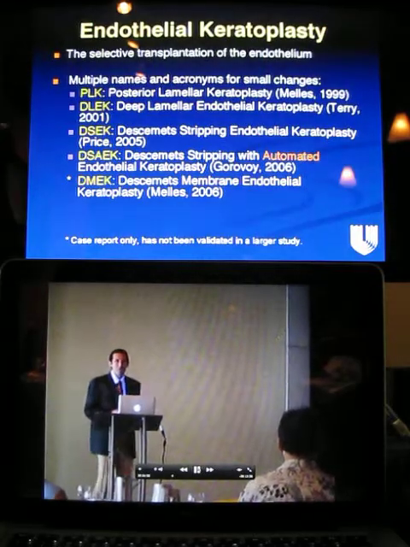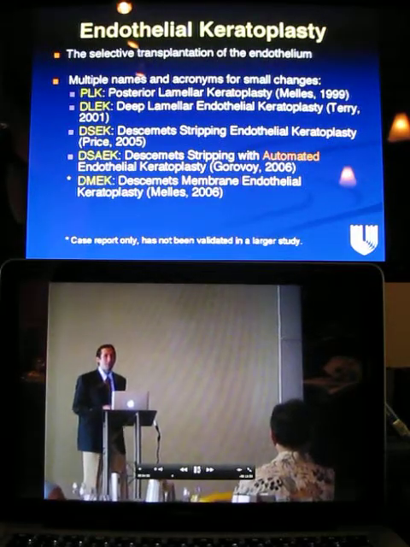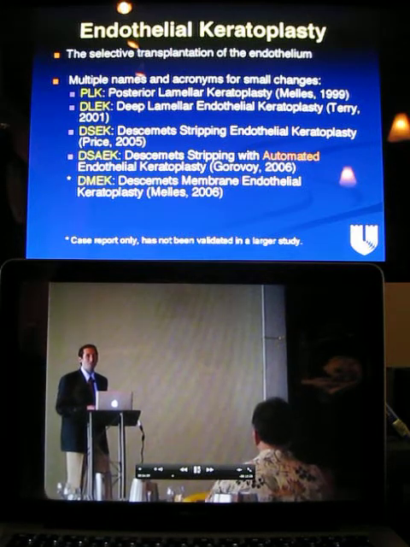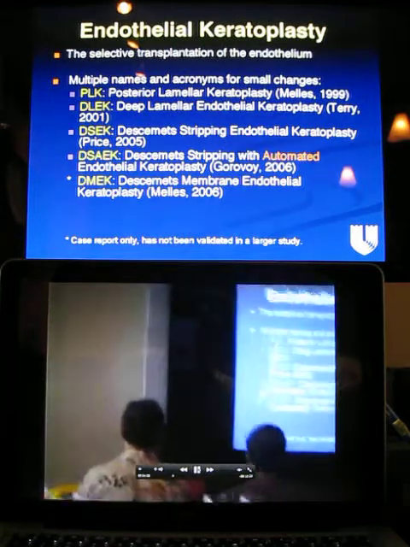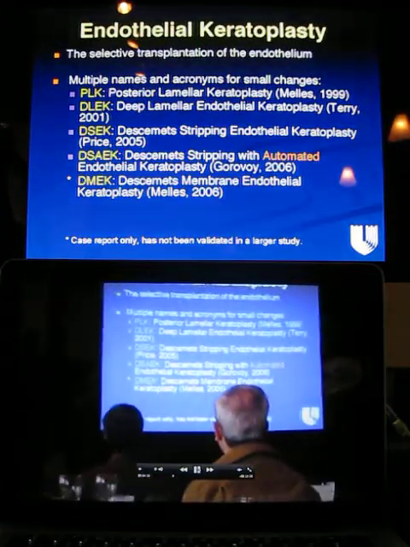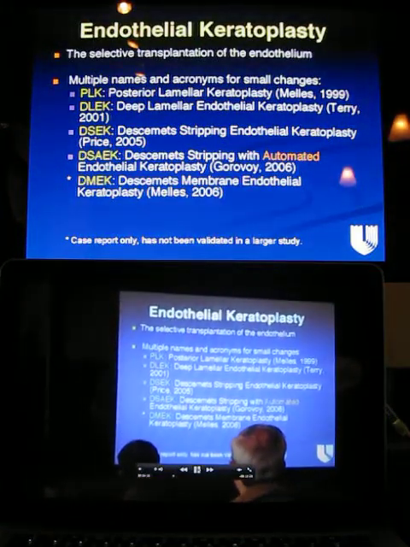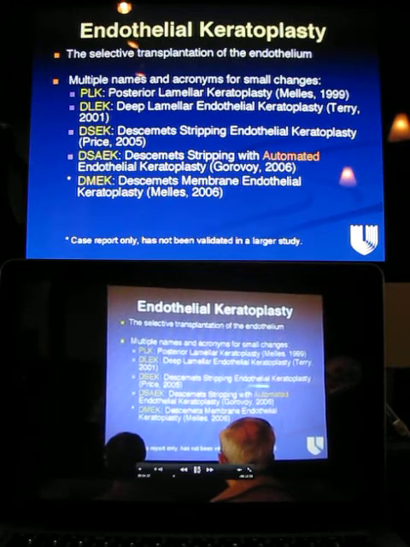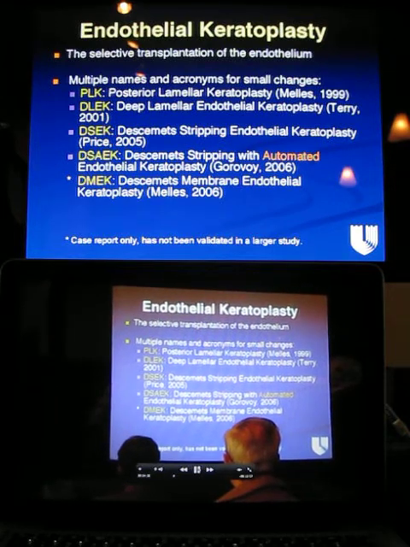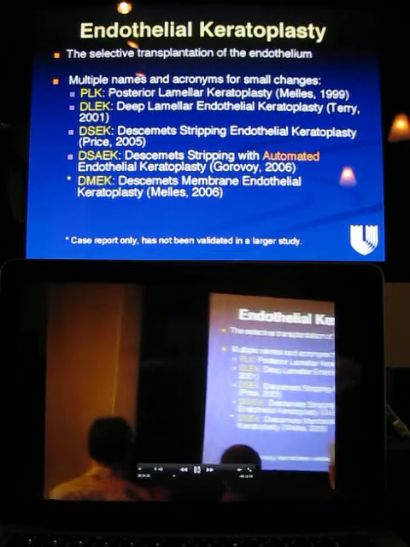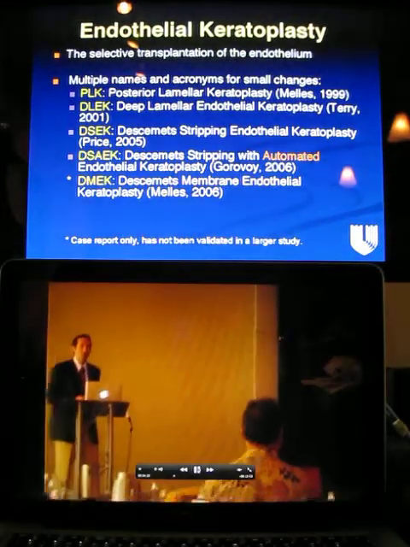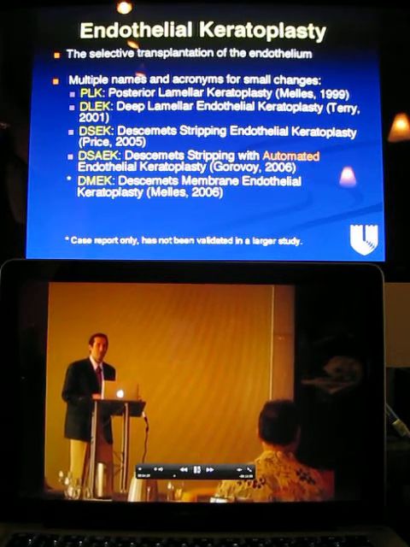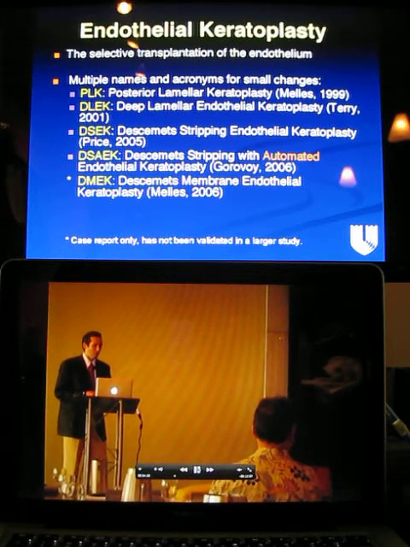So endothelial keratoplasty is a procedure that has been in flux. There have been several little changes in surgical technique that have led to multiple acronyms. In summary, DSEK and DSAEK are exactly the same procedure. All we're doing is, with the A for automated, we're using a pre-cut donor corneal tissue that has been prepared by the donor eye bank. Basically, the eye bank does the microkeratome incision and sends you the pre-cut donor corneal tissue.